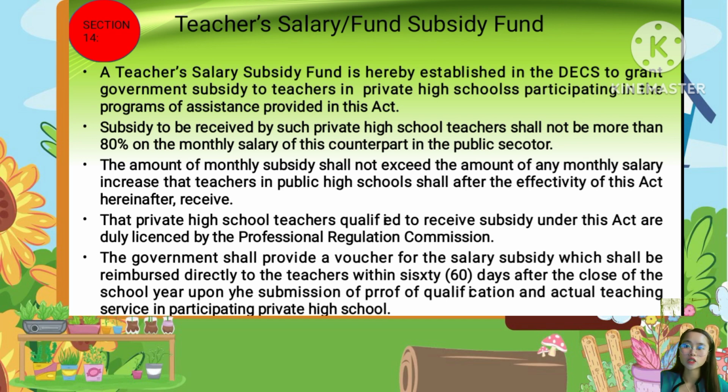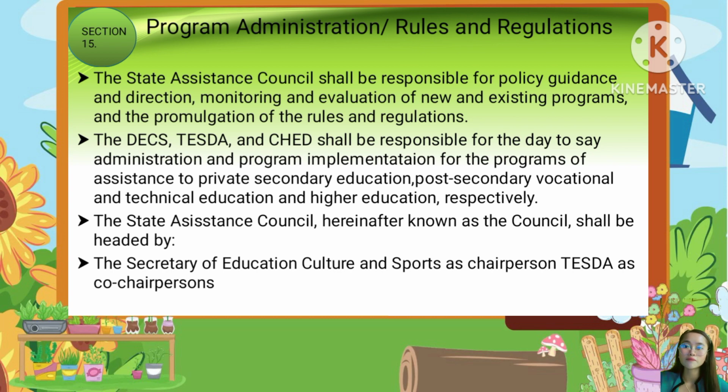So next we have Section 15, the program administration rules and regulations. The State Assistance Council shall be responsible for policies, guidance and directions, monitoring and evaluation of new and existing programs, and the promulgation of the rules and regulations. The DECS, TESDA, and CHED shall be responsible for the day-to-day administration and program implementation for the programs of assistance to private secondary education, post-secondary vocational and technical education, and higher education respectively.